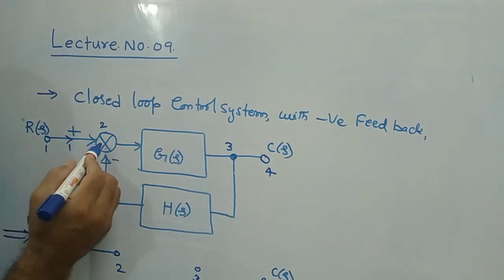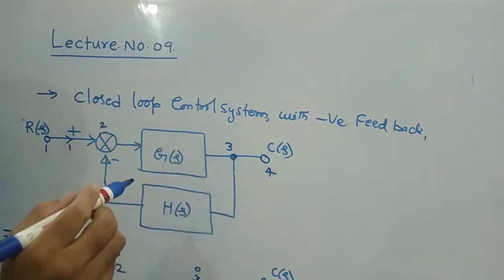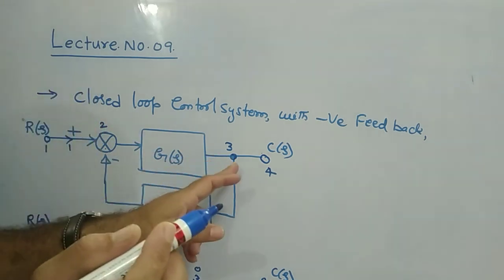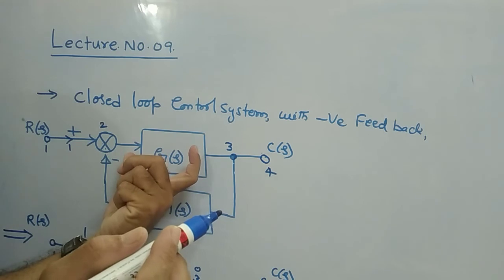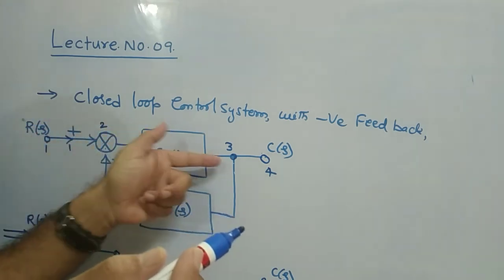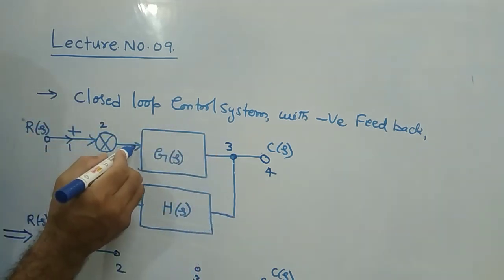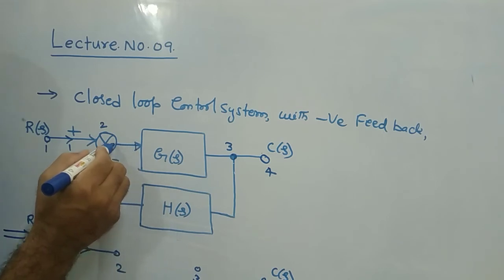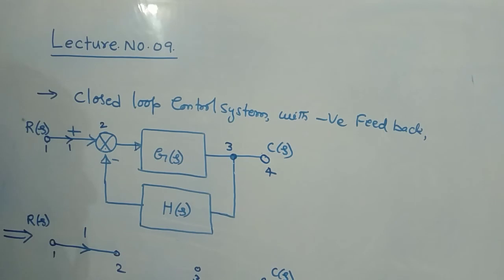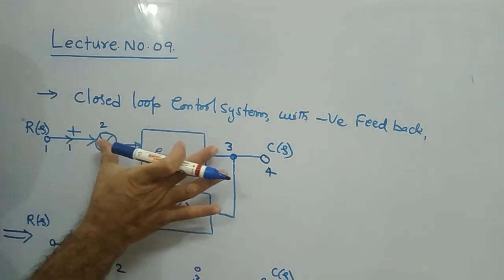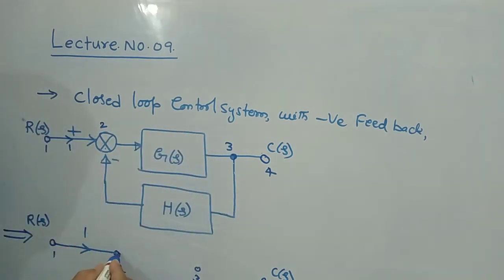And similarly, 2 to 3. So 2 is the summing point, 3 is the takeoff point. In between 2 to 3, G of S is given. This is the gain actually for this path. The arrow mark is represented like this, no? So this arrow mark is starting from 2 reaching to 3. Therefore between these 2 points, this is the gain. Therefore 2 to 3 you mention as G of S.